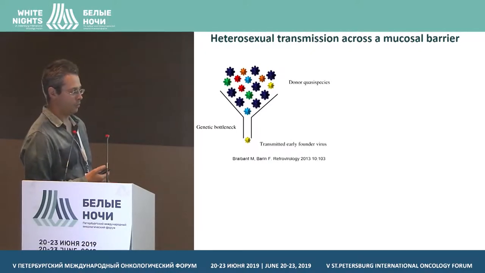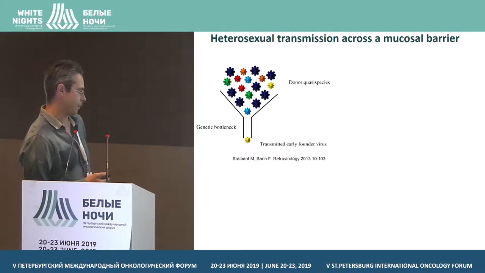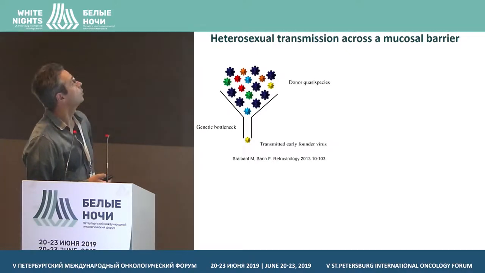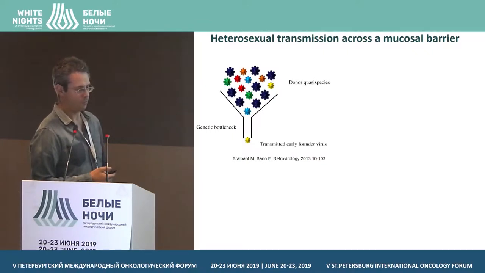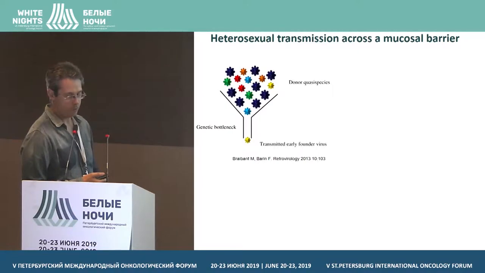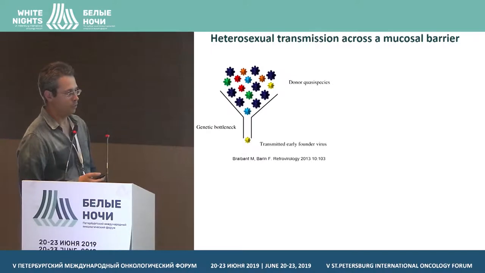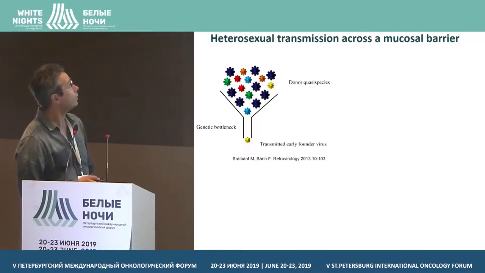A long time ago, we have a term of genetic bottleneck in population genetics, when the population with high diversity, but then the genetic diversity drops down drastically. This happens when HIV is transmitted by sexual route, when the virus goes across a mucosal barrier.